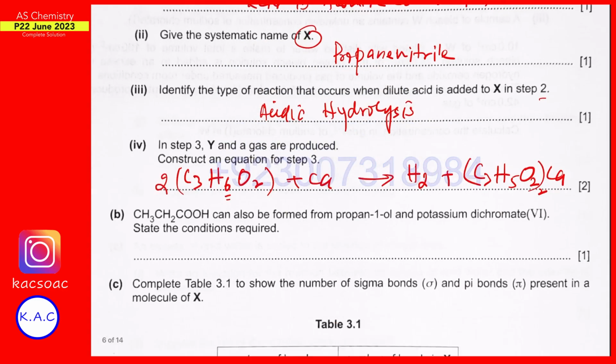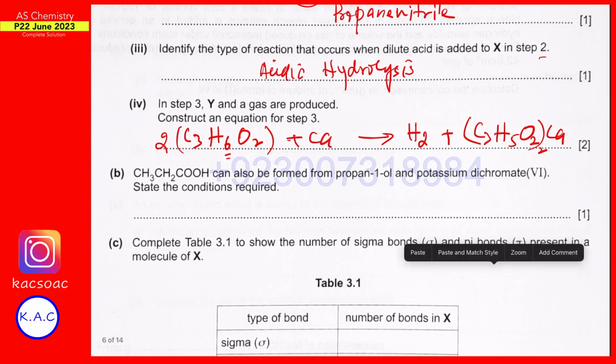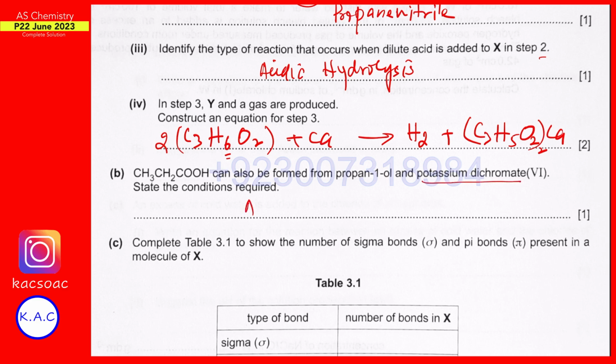Yes. B part, this acid can also be formed from propan-1-ol and potassium dichromate. Set the condition. Potassium dichromate should be in acidified condition, acidified solution. I mean, the next one is heat under reflux.